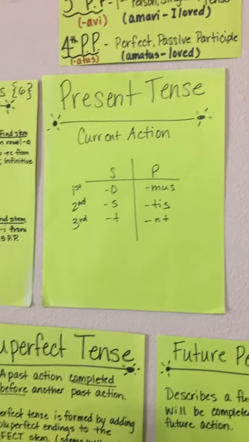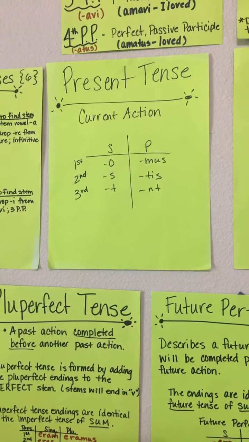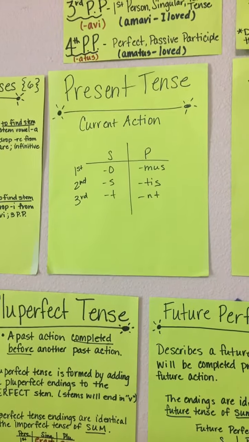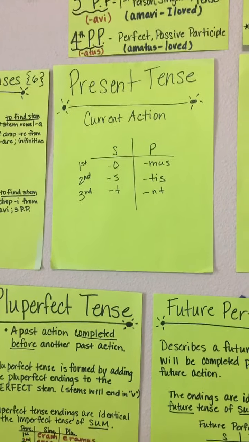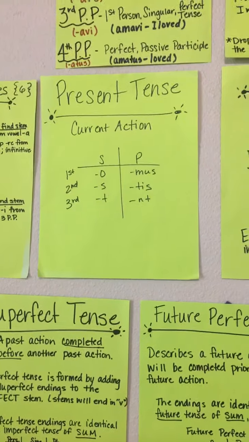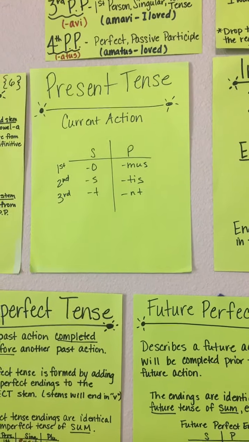All right, let's go to the present tense. Let's do the endings for the present tense. O, s, t, mus, tis, nt. I want you saying these with me, okay? So the present tense is a current action, and we find the stem using the second principal part. We drop the RE off of it, and then we add these endings.